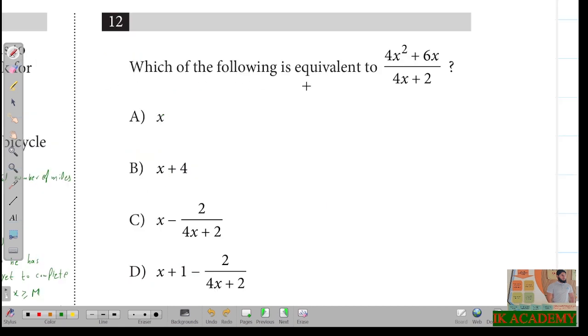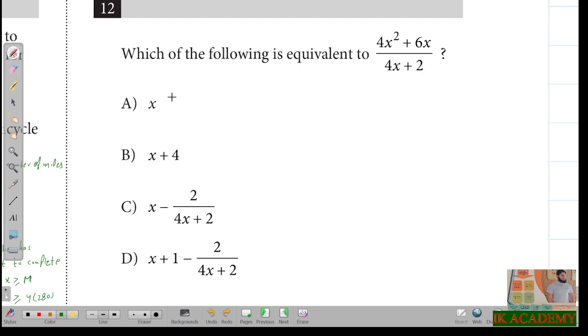Question number 12 says, which of the following is equivalent to this equation, which is a rational function? Here we have two polynomials. In the numerator we have 4x squared plus 6x, and in the denominator we have 4x plus 2. And we need to find which option is equivalent to this expression. We can easily see this is an improper form because the numerator is bigger than the denominator. If we divide the numerator by the denominator, we can write it in quotient, remainder, divisor form or in mixed form. So let me divide 4x squared plus 6x over 4x plus 2.